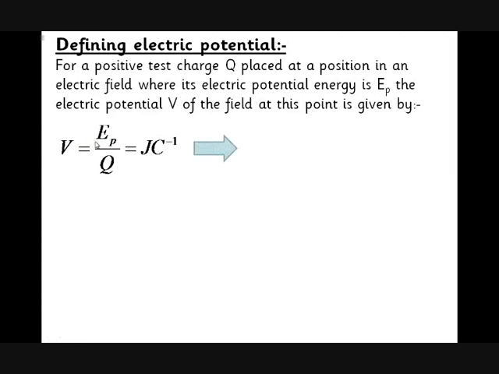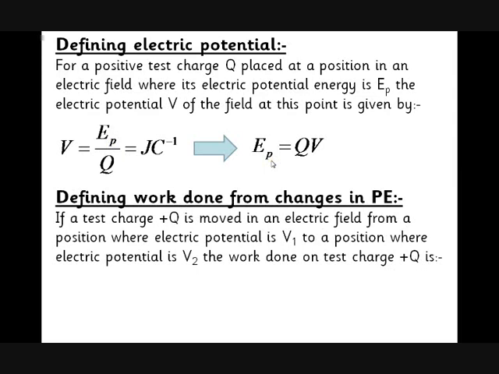So this quite literally is how many joules per coulomb of charge. This is what we mean by potential. It's the joules of energy per coulomb of charge. If we rearrange that and put EP equals VQ, this is our formula for electric potential energy. EP equals VQ or QV.